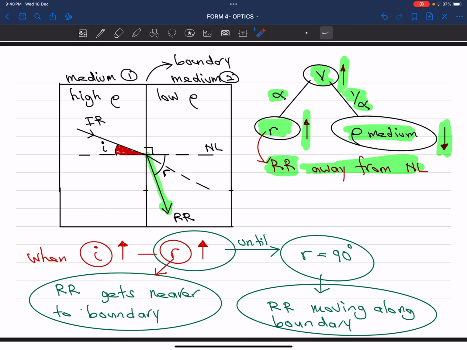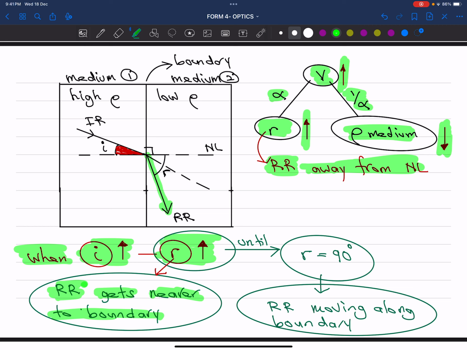Now what happens when I increase the angle of incidence? When I increase the angle of incidence I, the R will also increase. When I increase, R increases. Now what is the meaning of R increasing? If you look at this diagram, if this R increases, the refracted ray will get closer to the boundary. So R increases, it means the refracted ray gets closer or nearer to the boundary.